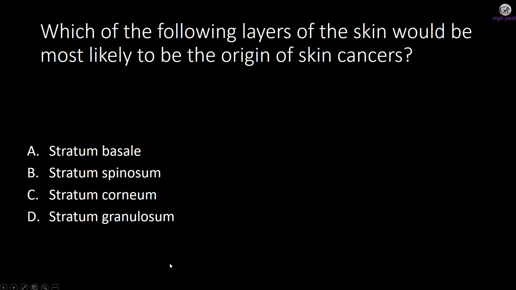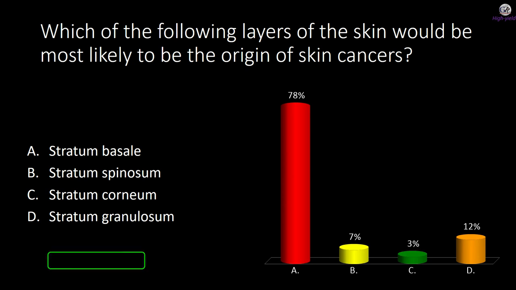Which of the following layers of the skin would be most likely to be the origin of skin cancers? Let's see what the students put. They put A, the stratum basale, and that's great because that's the right answer. Certainly you have a little bit of mitosis in the spinosum, but the amount of mitosis in the stratum basale is much higher. Anytime you have mitosis happening, you can have abnormal division of the cells and replication of the DNA, and that mutation can go out of control and not be checked, and you can end up with a tumor. So the basal cell tumors would certainly be the most prevalent.